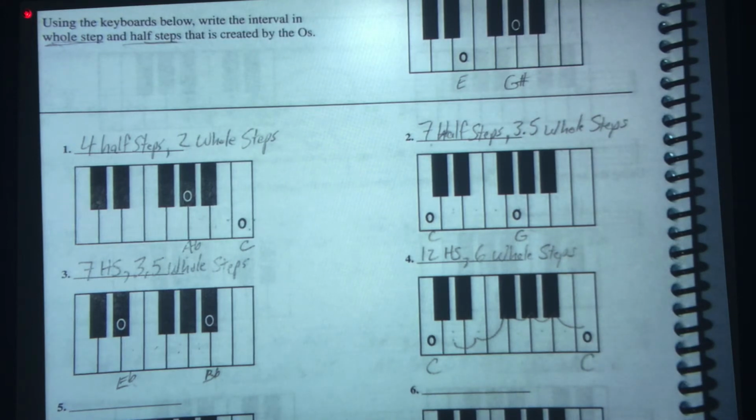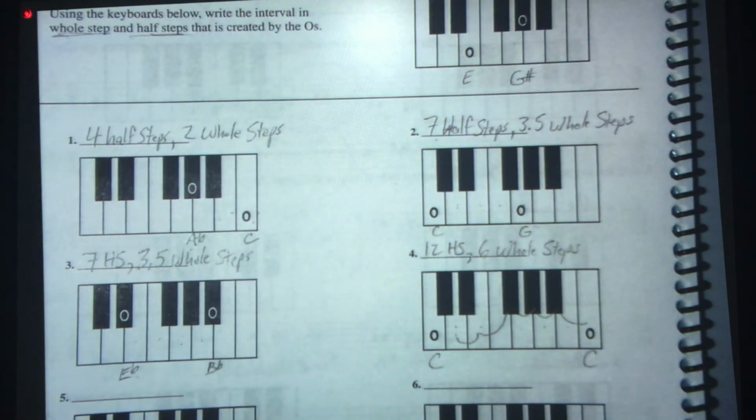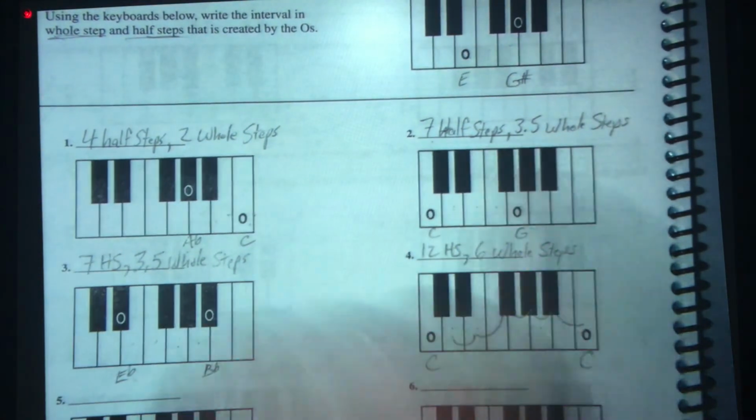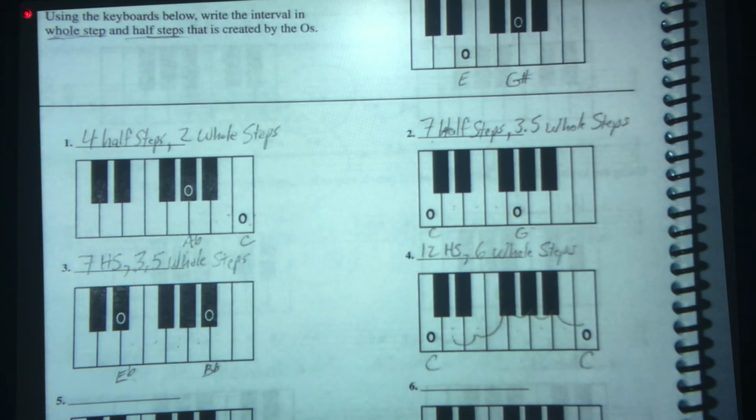So if the definition of a whole step is that it's 2 half steps, well then obviously you would take 12 and divide it by 2. And you would get whatever number that is. So 7 divided by 2 is 3.5. You can do number 5, 6, 7, and 8 on your own.